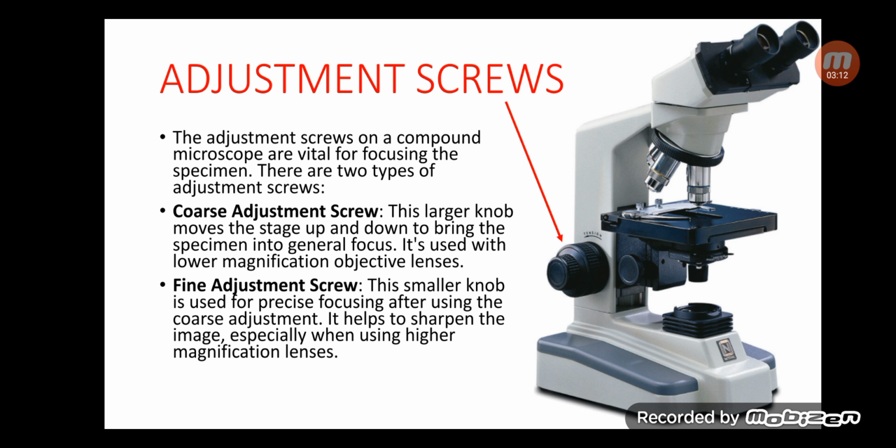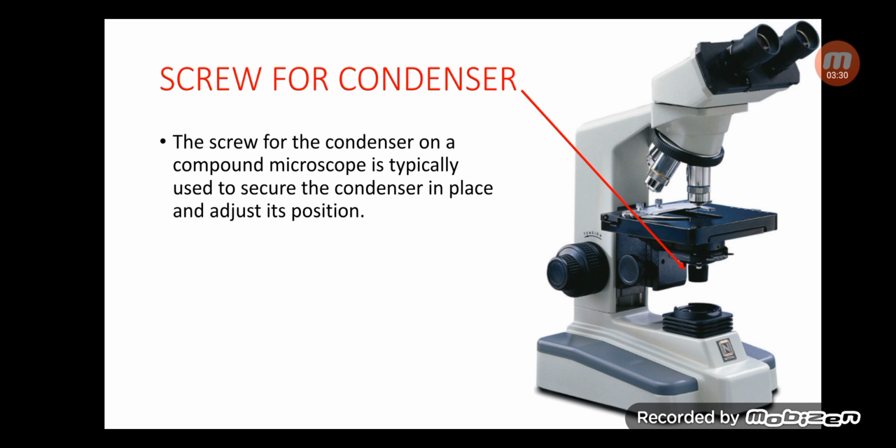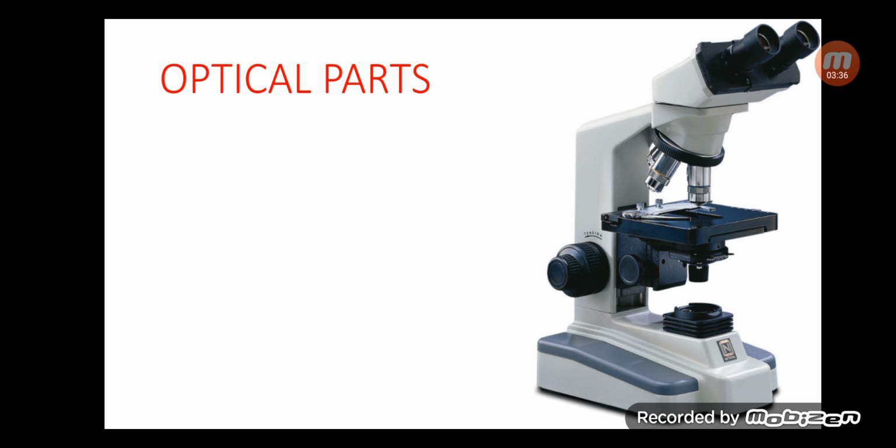Talking about the second adjustment screw, that is fine adjustment screw. This is a smaller knob. It is used for precise focusing after using the coarse adjustment. It helps to sharpen the image, especially when using higher magnification levels. The next part of compound microscope is screw for condenser. The screw for condenser on a compound microscope is typically used to secure the condenser in place and adjust its position. Now we will talk about the optical parts of compound microscope.